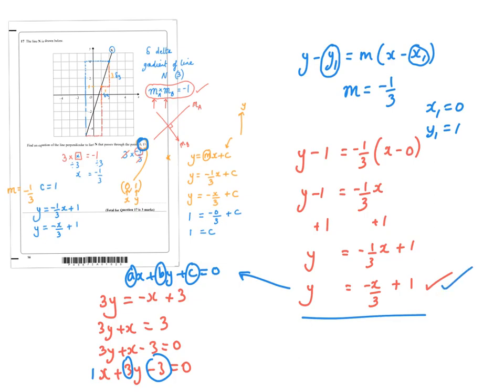So if you're doing the higher paper, keep an eye on that, because that's where straight lines can generally head. They ask you to write them in different forms. So that's a thorough explanation of that question anyway.